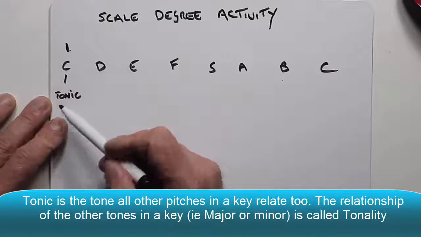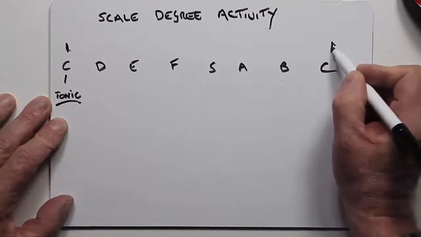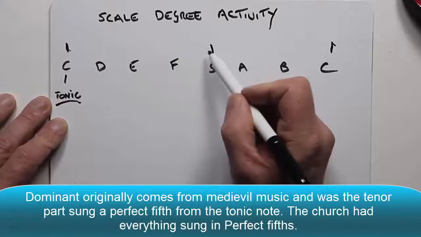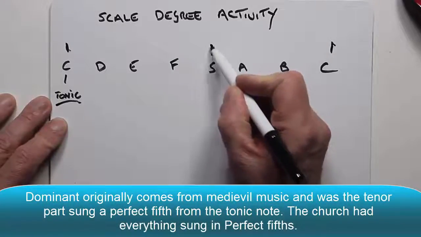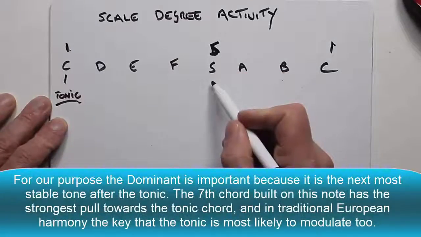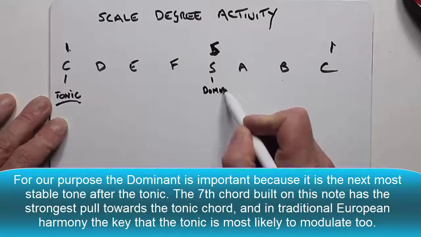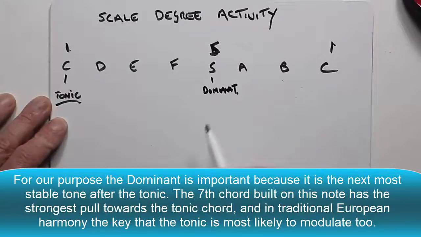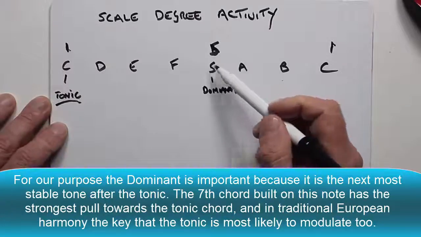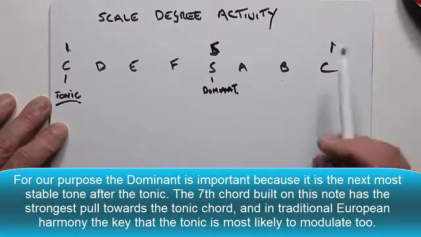Now the next most important after the tonic is this one, the dominant, which is number 5, tone 5. This is the next most important. So here we've got the dominant. Mainly the dominant is important in harmony because it makes a 5 chord, which leads to 1, because it's really good.